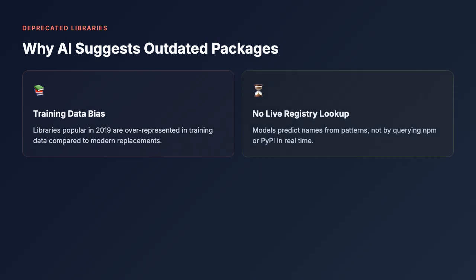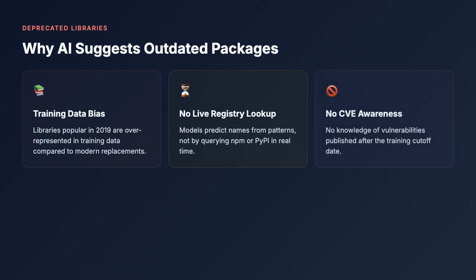Second, no live registry lookup. Models predict package names from patterns learned during training, not by querying NPM or PyPI in real time. Even agentic tools that could verify a package don't always do so automatically. Third, no CVE awareness after the training cutoff. Models cannot know that a vulnerability was published last month or that a package was deprecated.